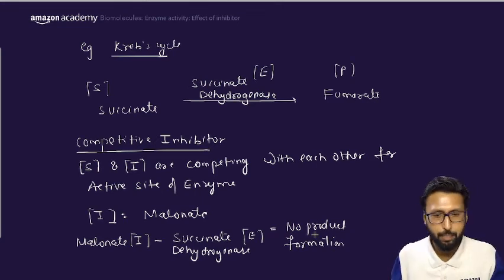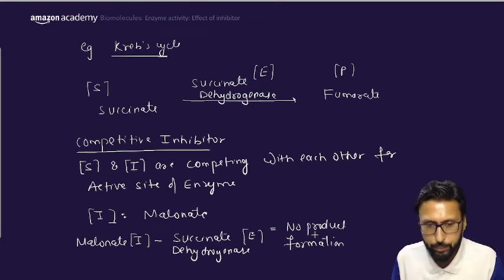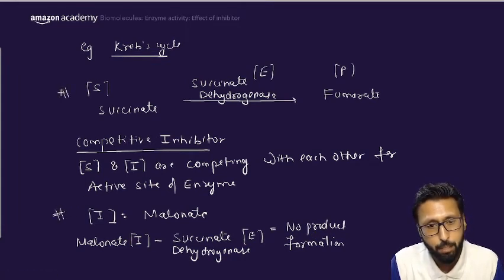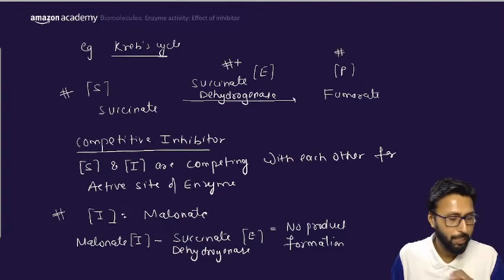So I hope this example is absolutely clear in your mind. This example has been asked a number of times. So you have to remember which is the inhibitor, which is the substrate, which is the product, and what is the enzyme, okay. So I hope this concept is clear in your mind, okay.